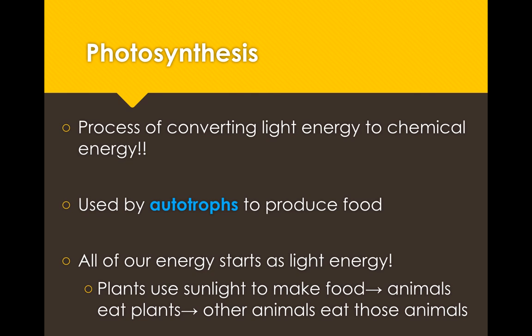Photosynthesis is the process of converting light energy to chemical energy. This is used by autotrophs to produce food. All of our energy starts as light energy. Plants use sunlight to make food. Animals eat plants, other animals eat those animals, and so forth.